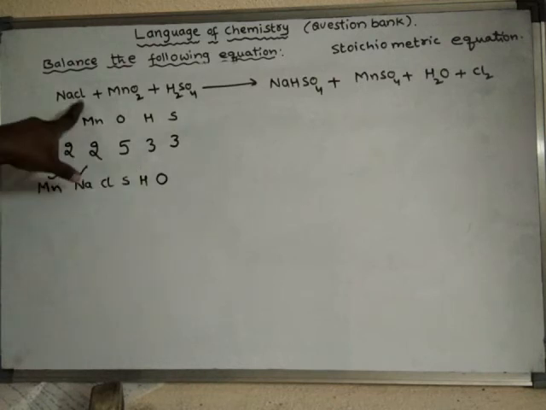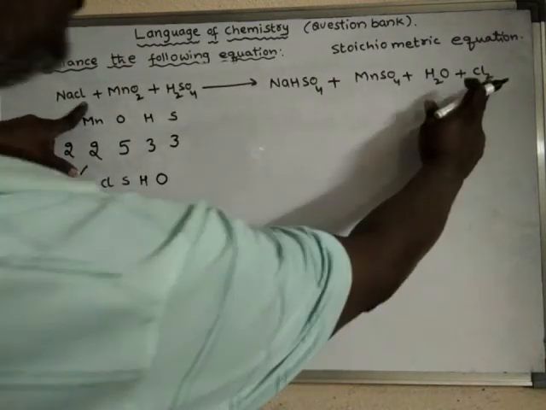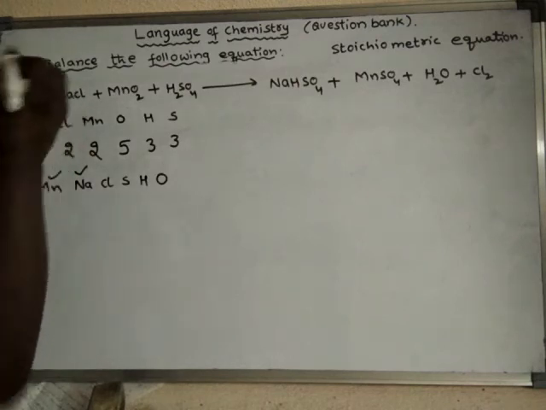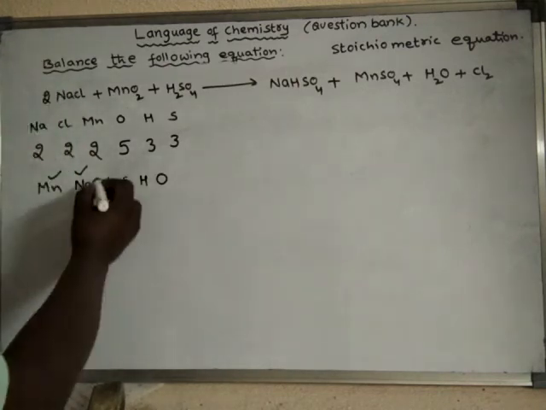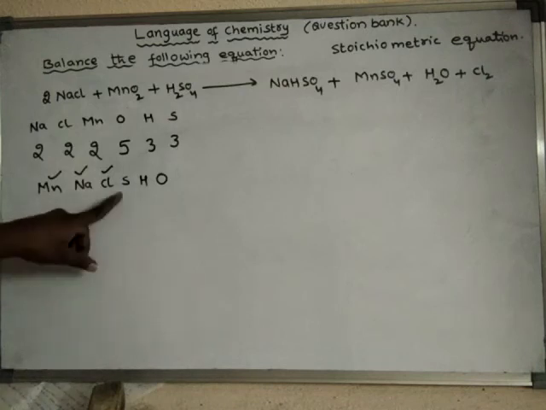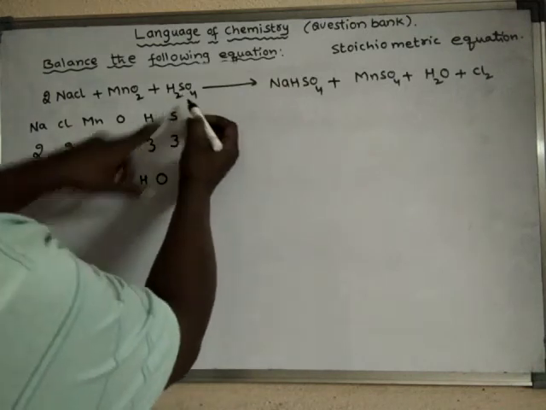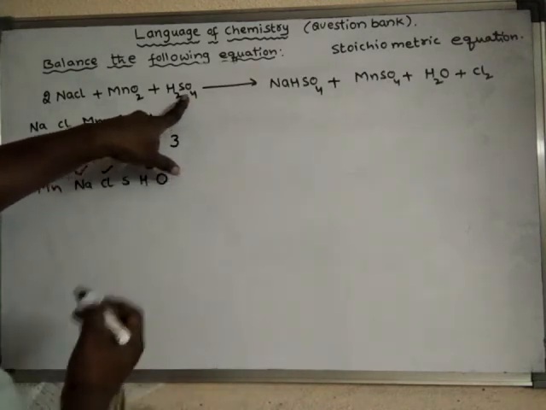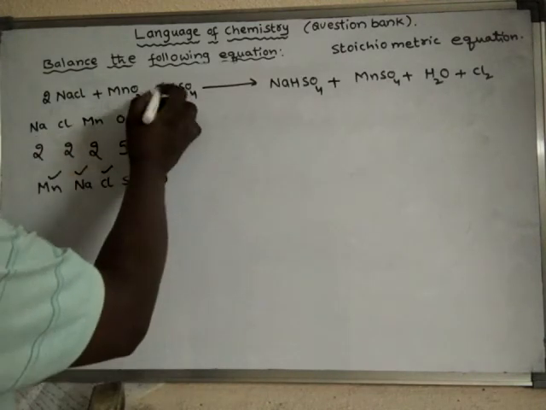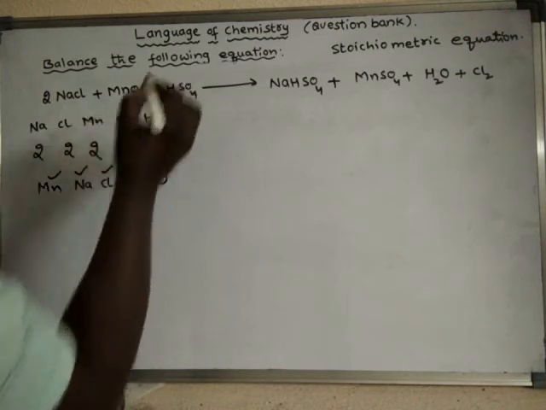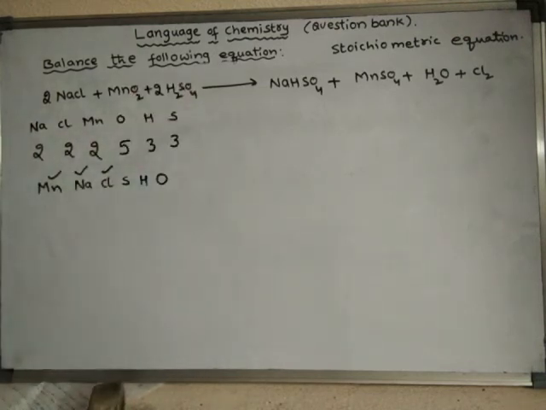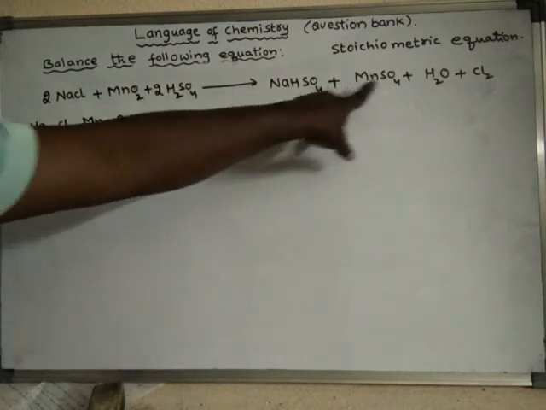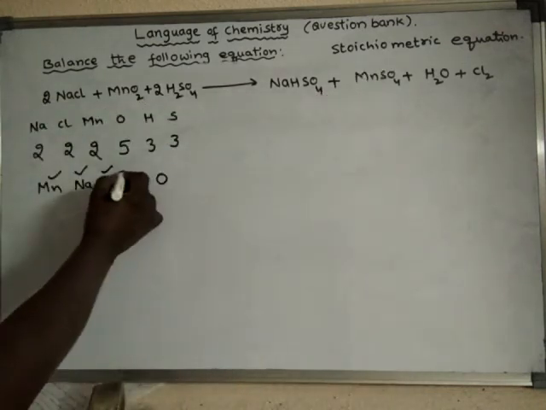Now check for chlorine. How many chlorines are there? Only one chlorine here, but 2 chlorine atoms here. So put 2 here. Now chlorines are balanced. Now check for sulfur. Only one sulfur atom here, but here there are 2 sulfur atoms. So what do I have to do? Simply I will keep 2 here. Now 2 sulfur atoms here and 2 sulfur atoms there, so sulfur is also balanced.